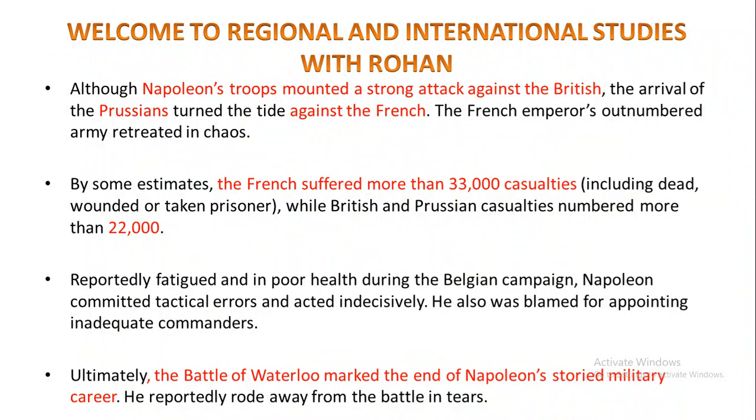By some estimates, the French suffered more than 33,000 casualties, including the dead, wounded and those taken prisoner, while British and Prussian casualties numbered more than 22,000. That was very low compared to the French army, which suffered more than 33,000 casualties. So ultimately, the Battle of Waterloo marked the end of Napoleon's storied military career, and he reportedly rode away from the battle in tears. Thank you very much.